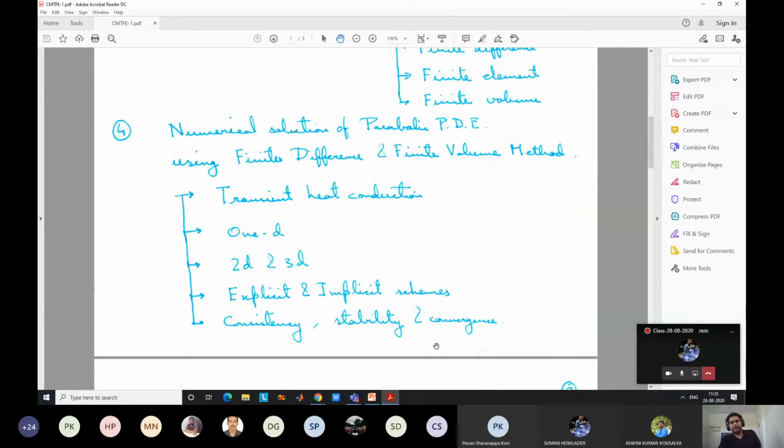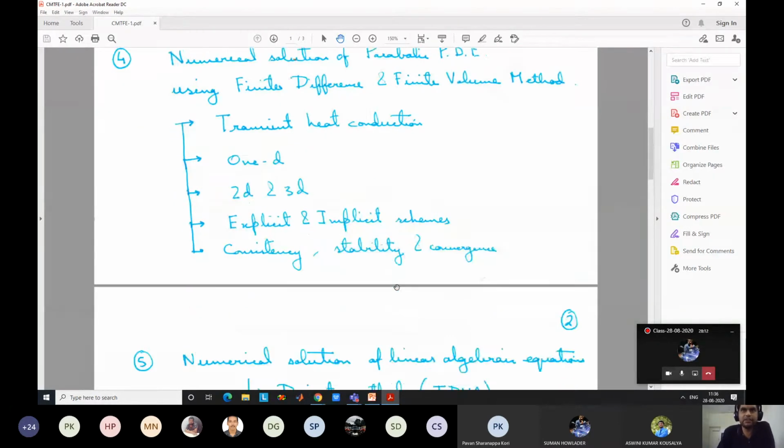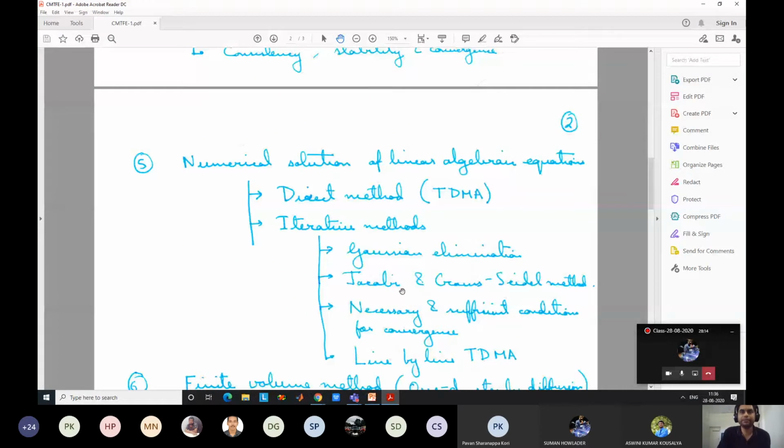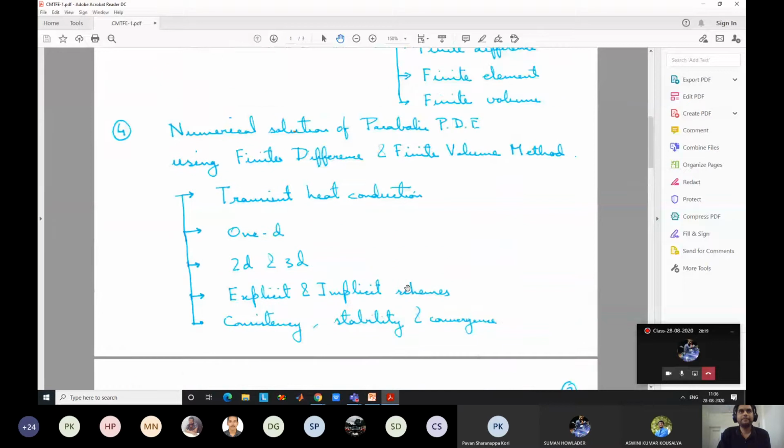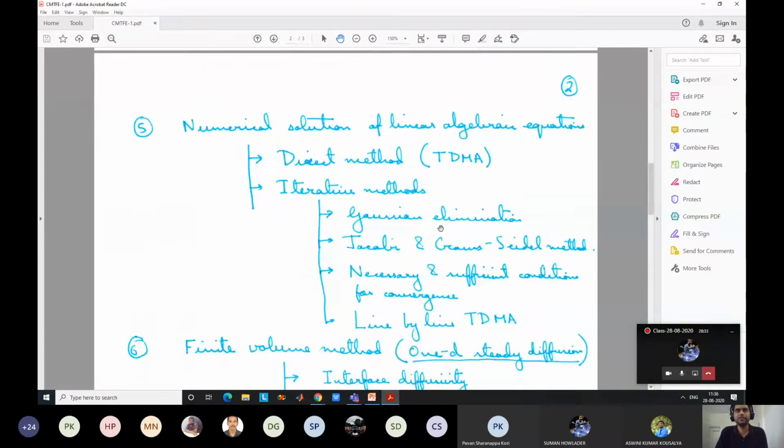Then analysis of different schemes using consistency, stability and convergence. All these terms will become clear to you later on. So after that, once we know how to discretize and develop simple equations based on governing equations using finite difference and finite volume method, we need to solve those equations. Again, these steps will be clear later on.